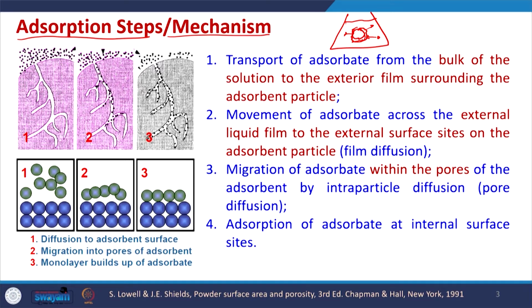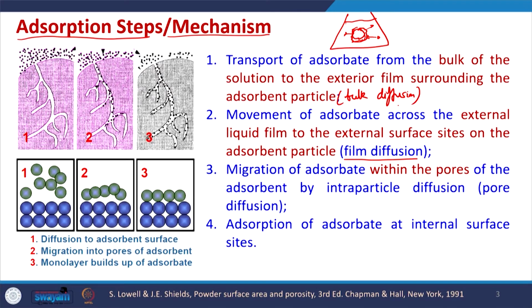Now, the second step is the movement of adsorbate across the external liquid film to the external surface site on the adsorbent particle. That means the adsorbate has to move across the film. This is called film diffusion, and the first phase is also called bulk diffusion.